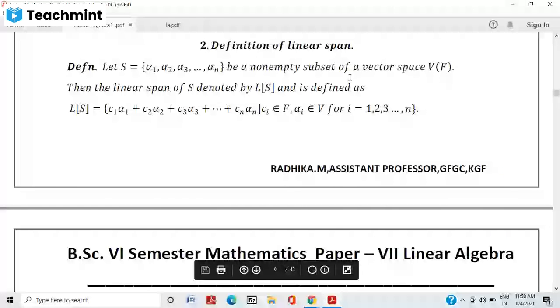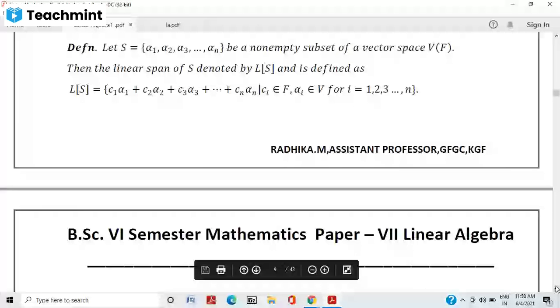Problem from linear span. What is linear span? It is the set of all linear combinations only. The set of all linear combinations of a set S. How is it defined? S is a non-empty subset of V. We are taking S as alpha 1, alpha 2, up to alpha n. Then the set of all linear combinations of the elements in S, that is, the set of all C1 alpha 1 plus etc. plus Cn alpha n, is said to be the linear span.